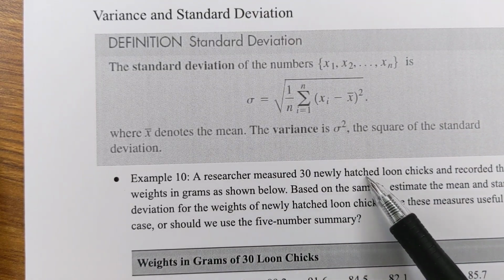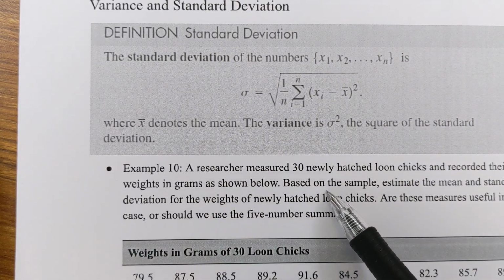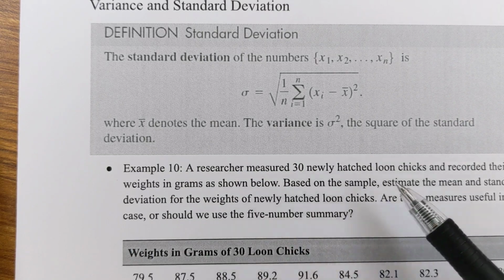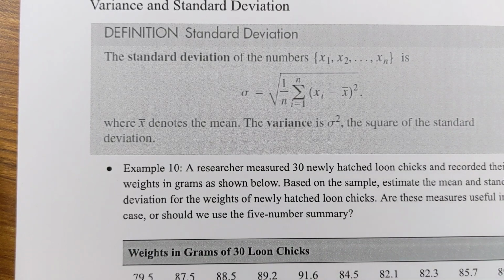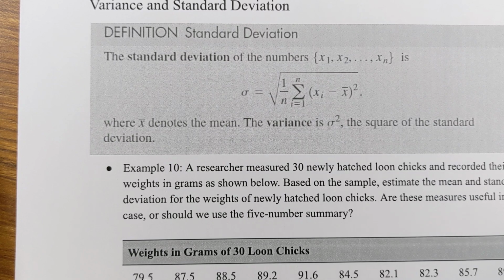A researcher measures 30 newly hatched loon chicks and recorded their weights in grams shown below. Based on the sample, estimate the mean and the standard deviation for the weight of loon chicks. Are these measures useful in this case, or should we use the 5-number summary?